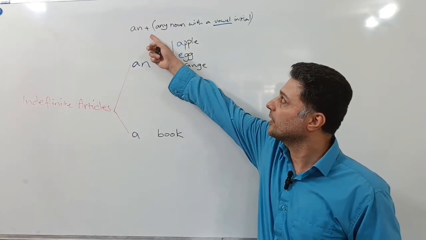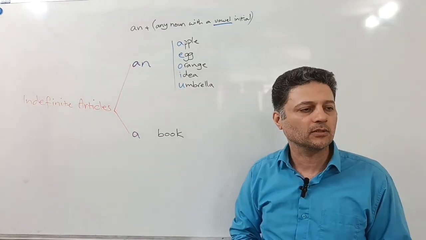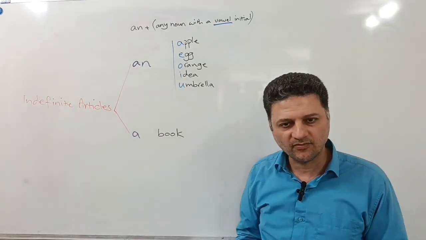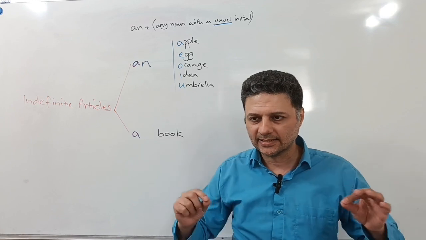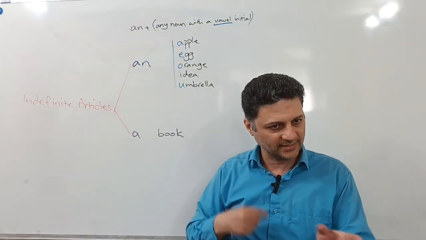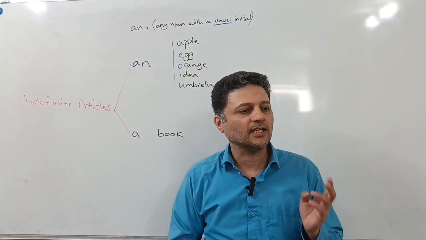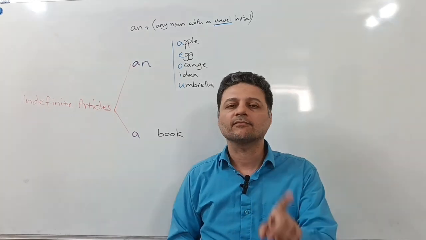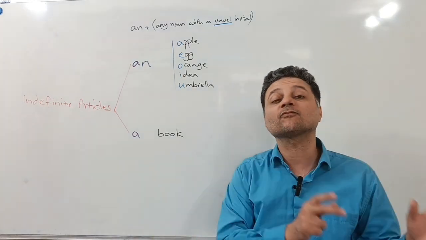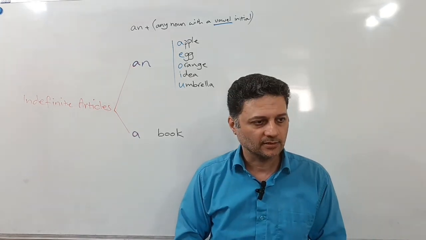An is used with any nouns starting with a vowel. What is a vowel? Like these special sounds like a, u, e, right? These sounds, what we call vowels. Consonants are like b, t, k, p. And you need to refer to my other video about phonemic symbols to know all about vowels and consonants.